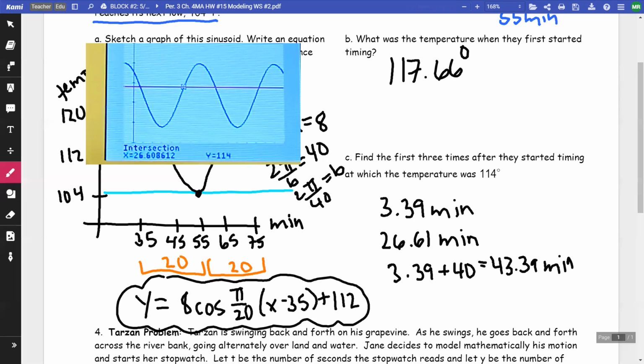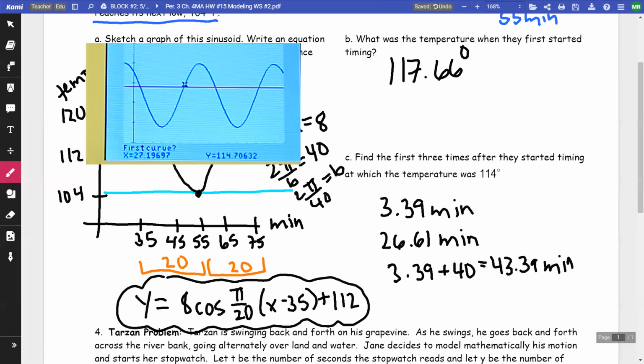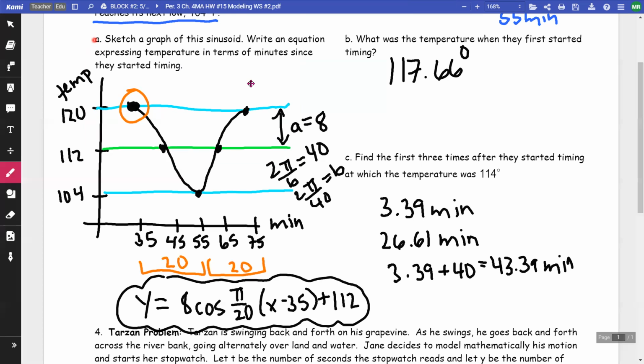And just to show you, I'm going to go to intersect again. I'm going to come over here, hit enter, enter, enter. And you see, I did get my 43.39. If I needed my fourth one, I would take this one, which was 26.61, and add 40 onto that to get the same spot over here. Okay, so that's that problem.